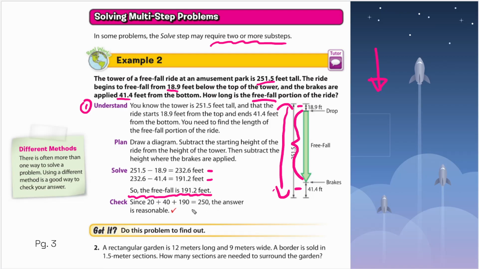This is the answer. To check, we could estimate 20 plus 40 plus 190, which is the answer we got, is 250. That's pretty close to 251.5. So that answer is reasonable.